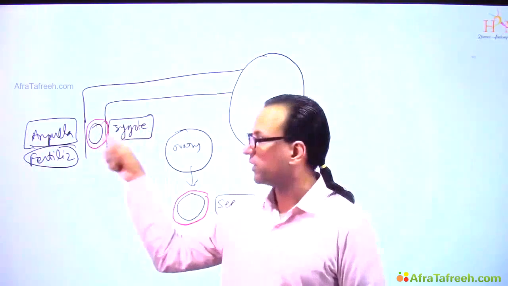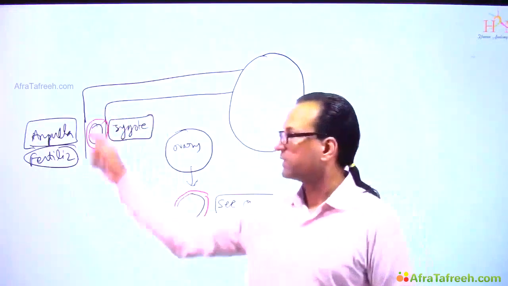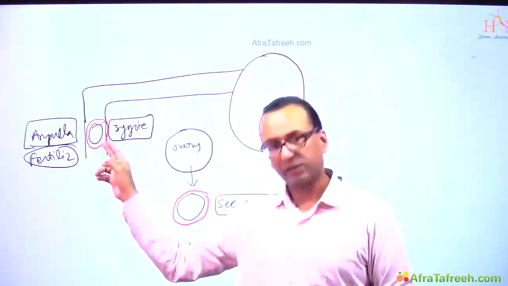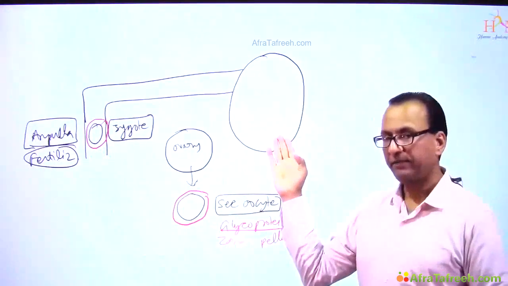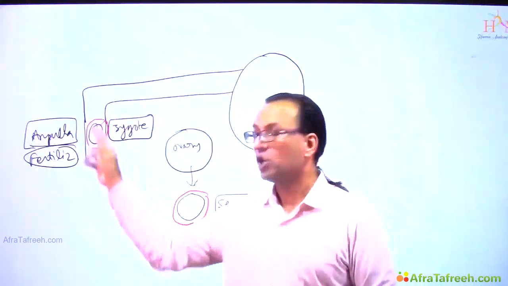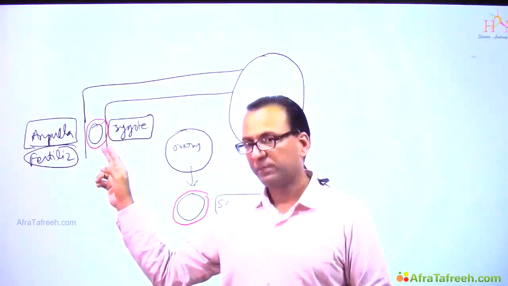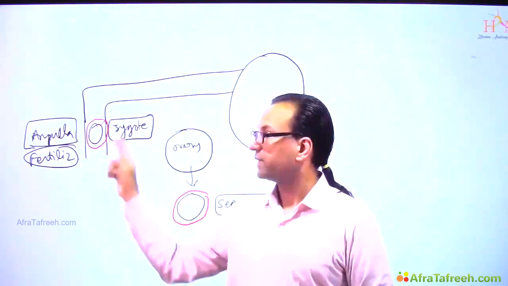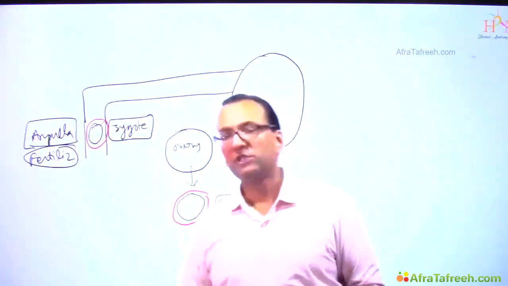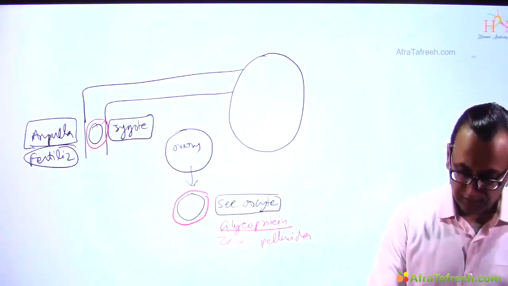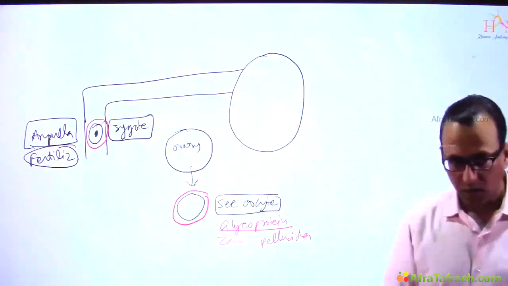The zona pellucida is preventing 2 things. Number 1, it is preventing abnormal implantation, because implantation should happen in the uterine cavity. And number 2, it is preventing polyspermy. This is day 1 of life, the zygote, a single cell structure.